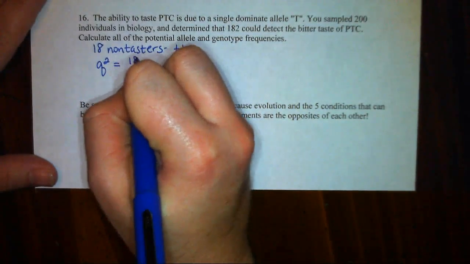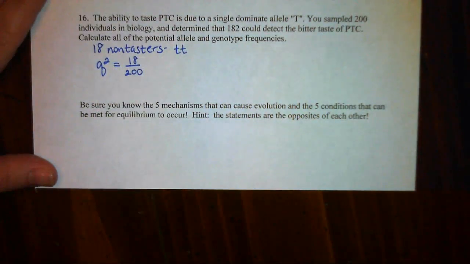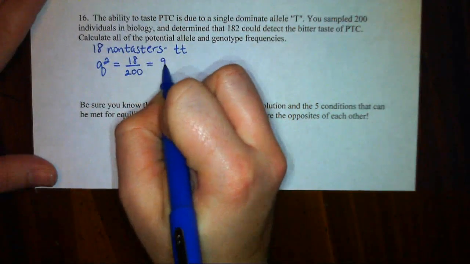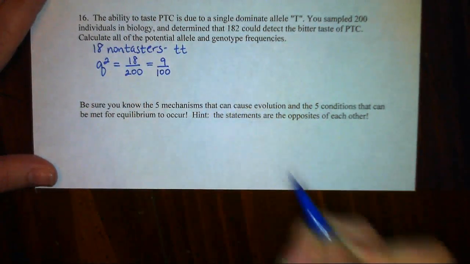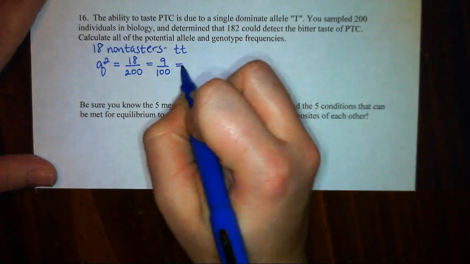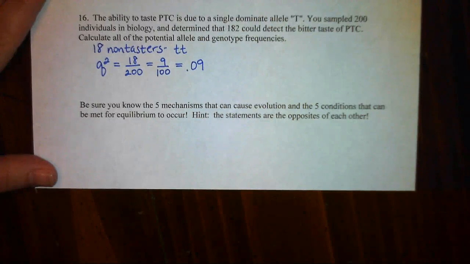So q squared in this scenario is going to be 18 over our total 200. Well, if I reduce that, that's 9 over 100, or 9%. I need to write that as a decimal. q squared is going to be 0.09.